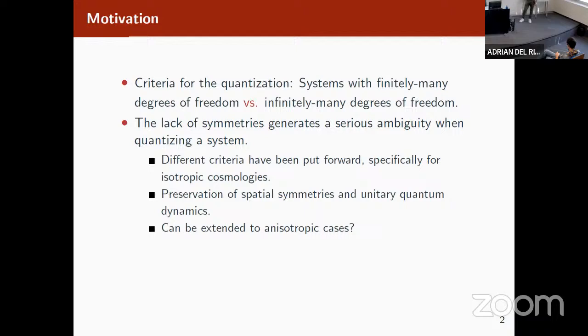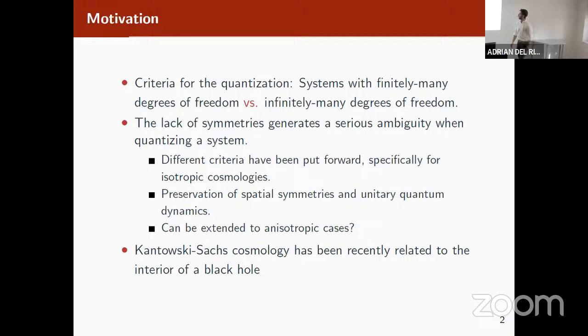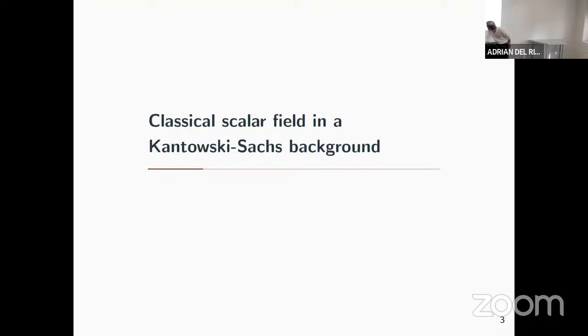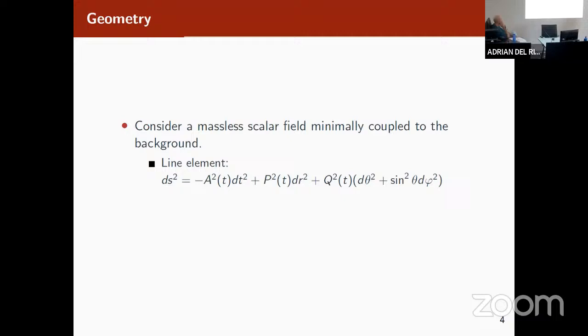However, given that there has been some work relating the interior geometry of a non-rotating black hole with the Kantowski-Sachs geometry, it is interesting to ask ourselves if we can extend this criterion to Kantowski-Sachs cosmology. So without further ado, we start by analyzing the classical scalar field in the Kantowski-Sachs background. We consider a massless scalar field minimally coupled to the background, where the metric is defined by this line element over here. A squared is our lapse function, and B squared and Q squared are the two scaling factors.